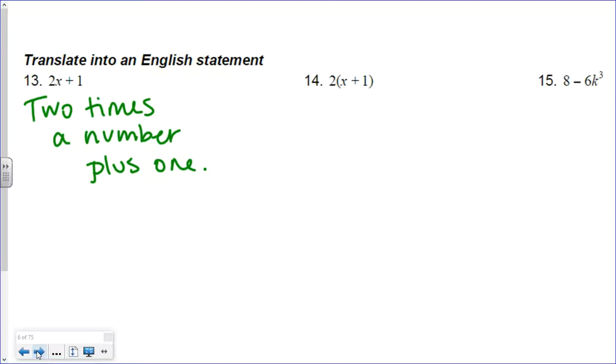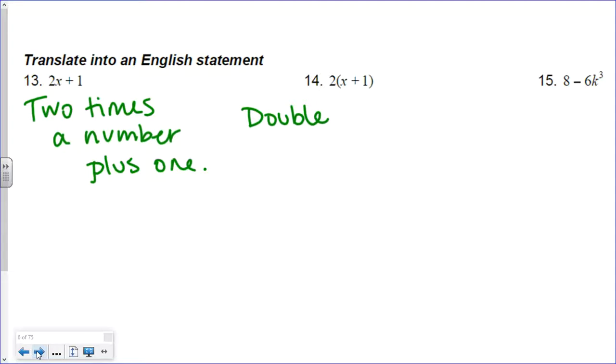Times by 2. Double. What else could you use? Twice. Either word works. Okay. So we'll say double because that's what Marin said first there. Double. And what's inside of this parentheses?